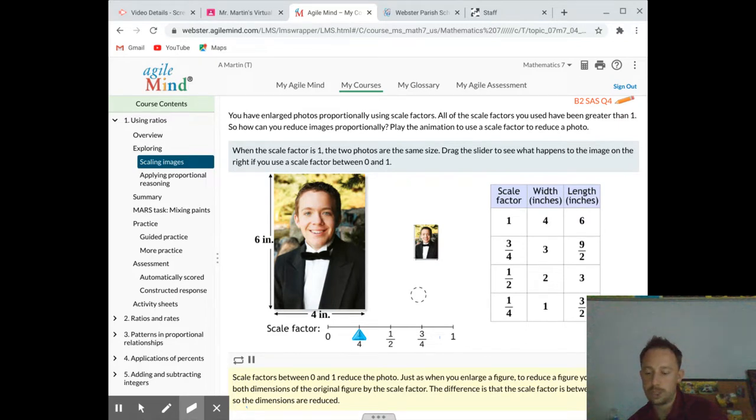What are ratios? You're comparing them. That's right. It's a comparison of two numbers. Great job. Does that make sense to everyone? Give me a thumbs up if that makes sense. Good deal. That's great news.